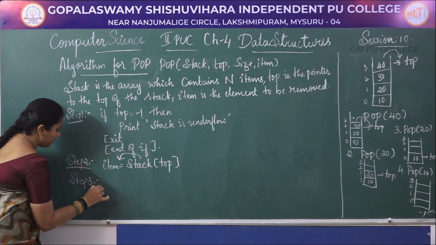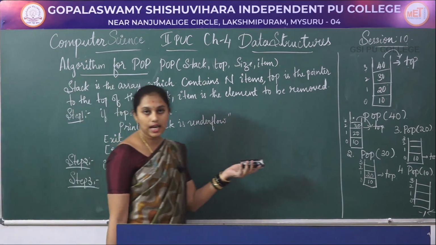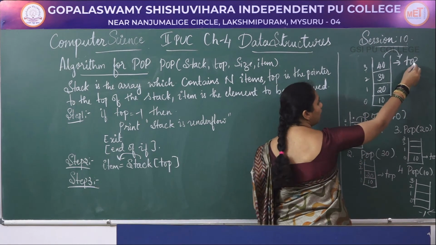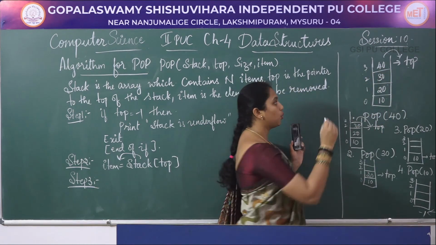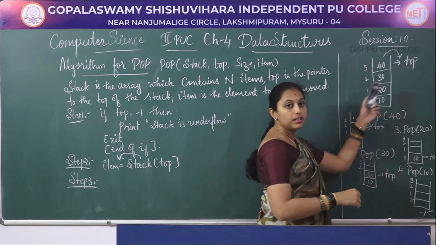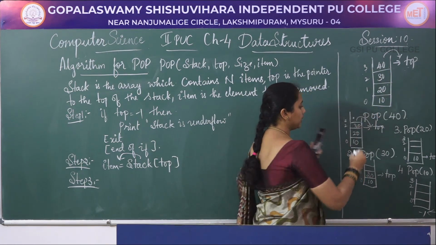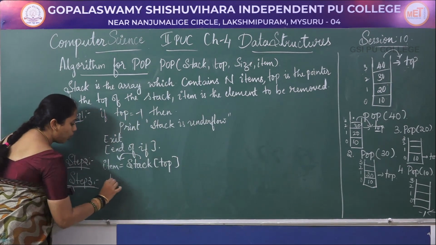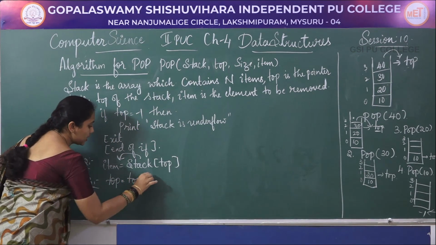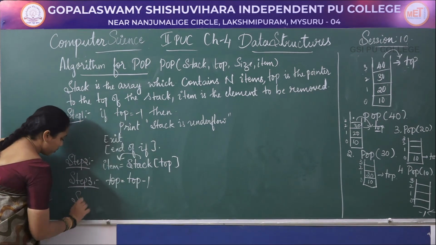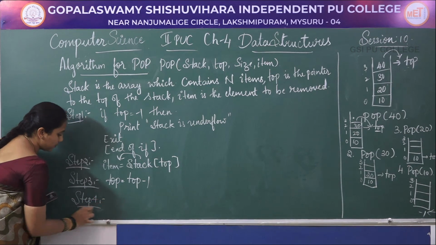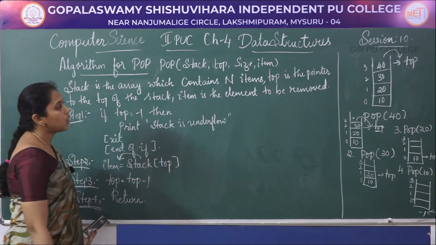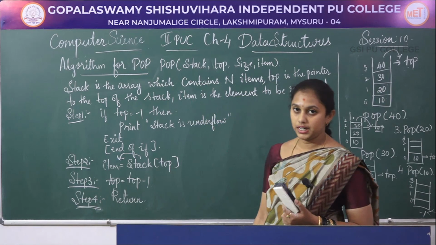So after removing an item from the stack, top gets decrement. See here, in this case the top of the stack is 3. After removing an item called 40 from the stack, the top gets decrement. That is, in this case the top is equal to 2. Top gets decrement. So top is equal to top minus 1. So, after removing all the items from the stack, we are returning from the stack. So, this is how we are performing pop operation.